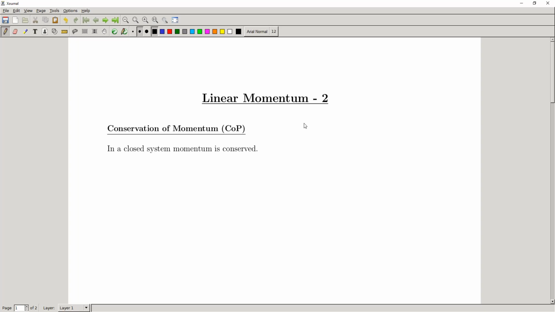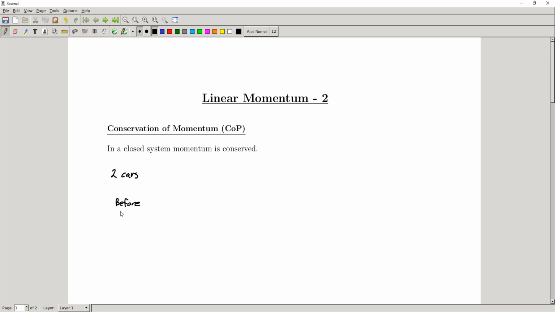Okay, so starting off, the first thing to say is that in a closed system, momentum is conserved. So any system that doesn't have any outside influences, the momentum in that system is going to be the same for all time. We're going to start off by looking at a system of two cars, driving in one dimension. So let me maybe draw this.